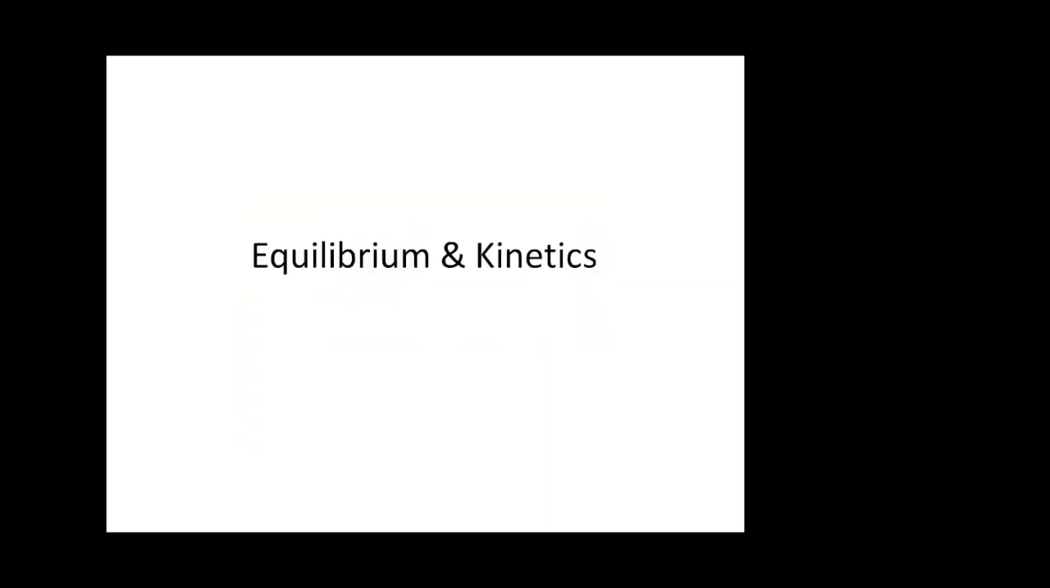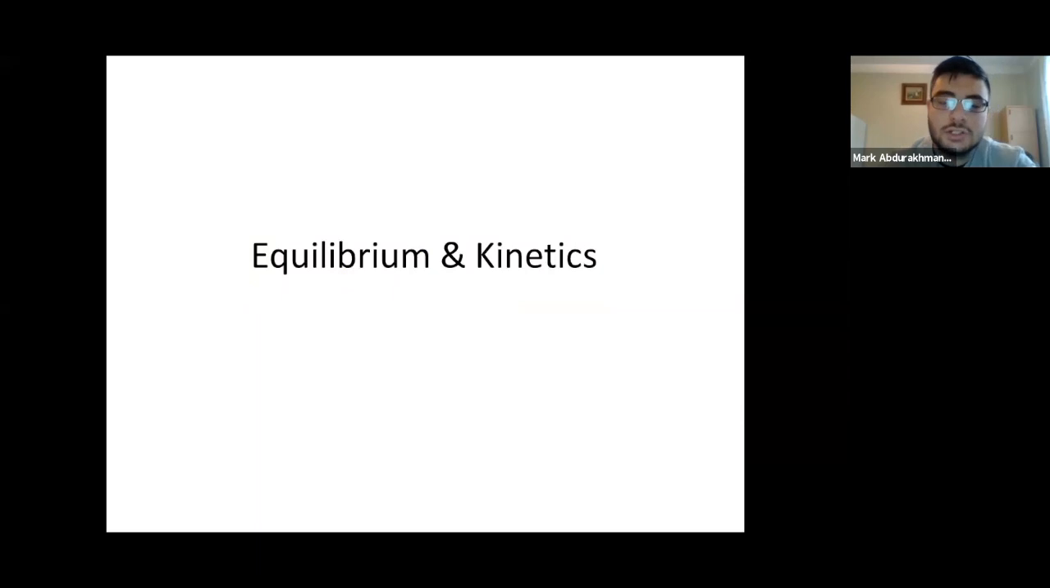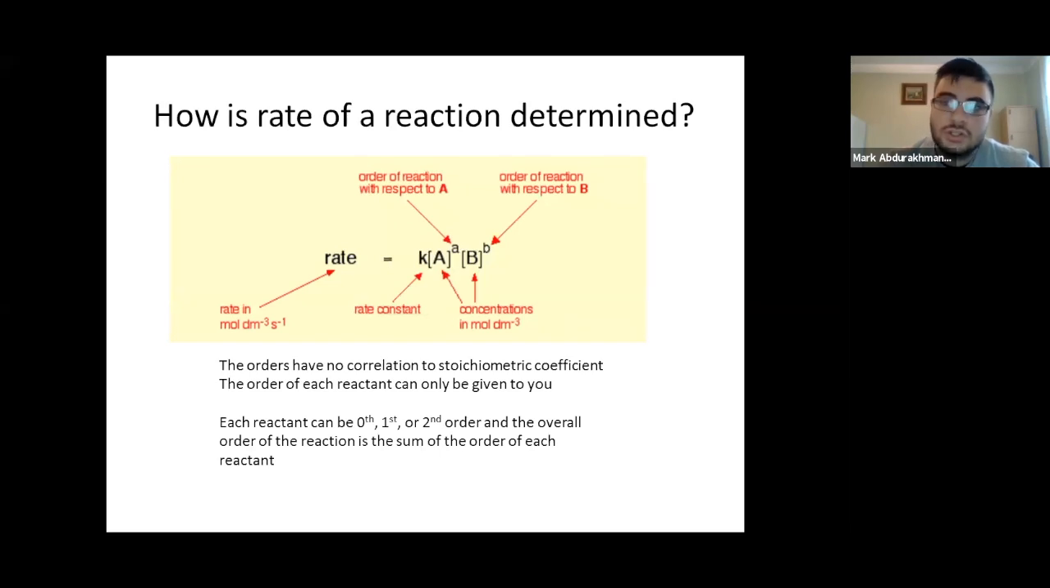All right. Now here we get to the real lecture. So starting with equilibrium and kinetics. So we know that reactions occur, but we want to also find out how quickly they occur. Determining the rate of a reaction is a very important process for chemistry, for biology, biochemistry, all of that. So how do we do that? Well, there's this handy equation.